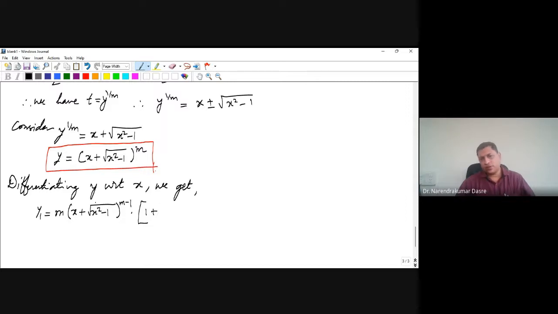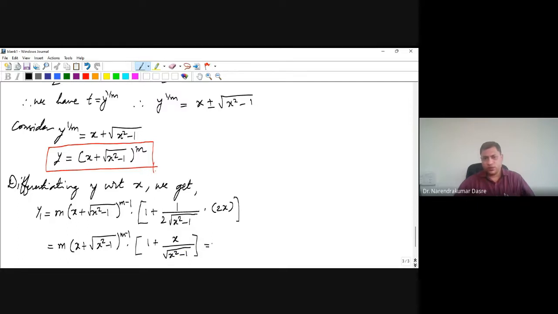Now we have to find the derivative of this term. We know the derivative of root x is 1 upon 2 root x, so we get 2 times the root of x square minus 1, and then the derivative of the inside is 2x. Now if you simplify, it is m (x plus root of x square minus 1) bracket raised to m minus 1. Here this 2 and this 2 will get cancelled, so you get 1 plus x upon root of x square minus 1.